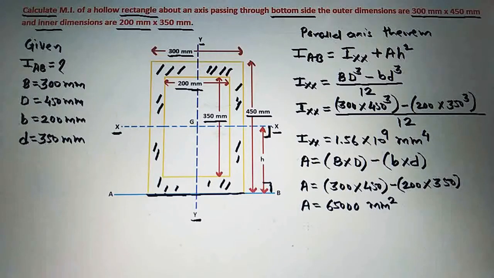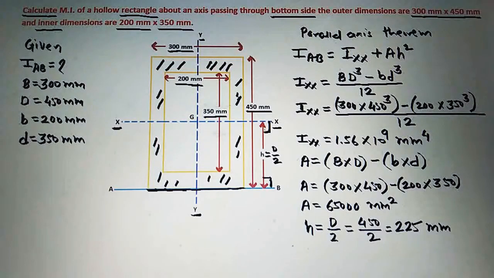Next, what we have to find out, we have to calculate the height h, and this is the perpendicular distance between this x-axis and AB axis, and this height here should be equal to capital D by 2. See here, this height h is equal to capital D by 2. So capital D is 450 divided by 2. So the height, that is the perpendicular distance between the x-axis and AB axis, is 225 mm.